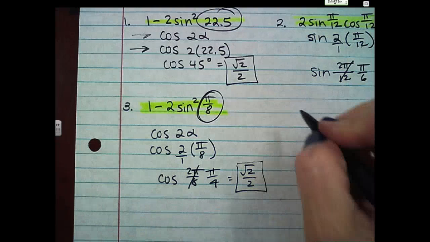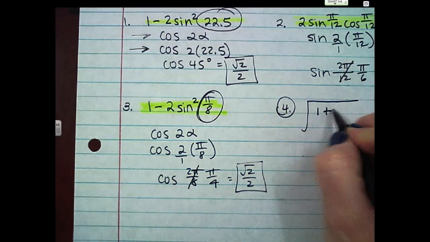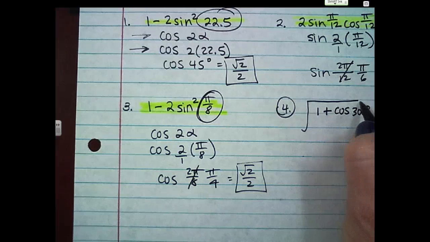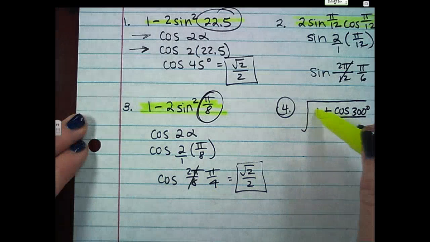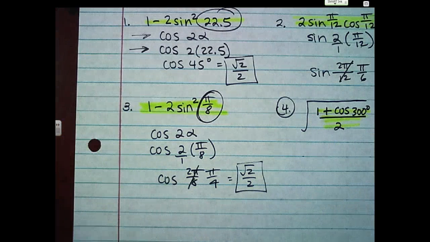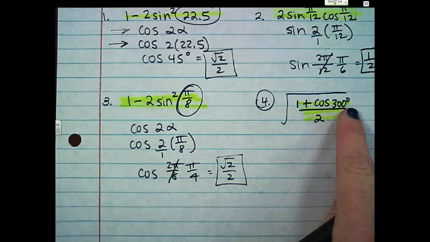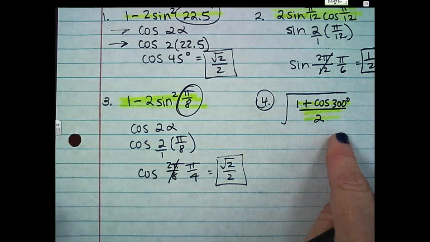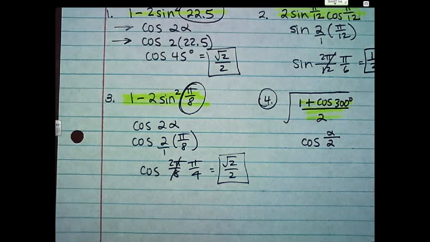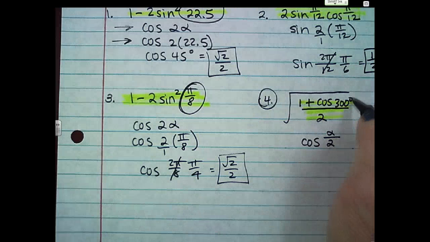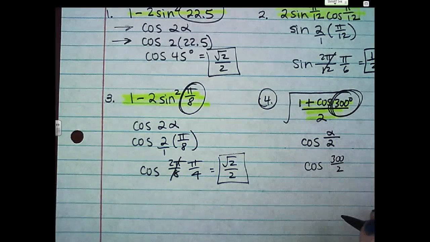All right, now let's go to number 4. You're going to have 1 plus cosine of 300 degrees over 2. Now, find this on your formula chart again. 1 plus cosine over 2 should match cosine of alpha divided by 2. Right? In this case, alpha is 300 degrees. So we want cosine of 300 divided by 2, which is cosine at 150.